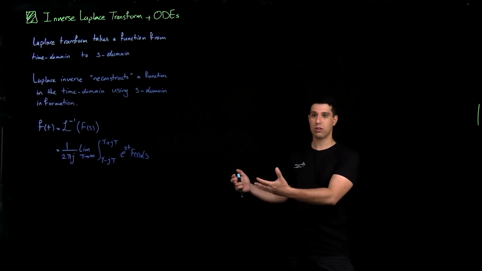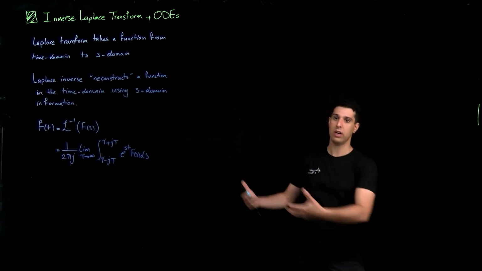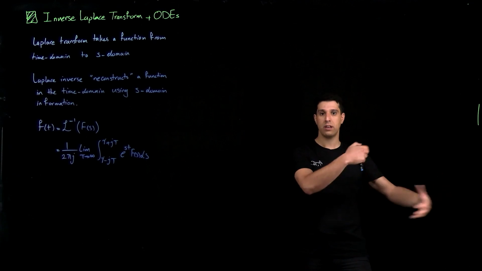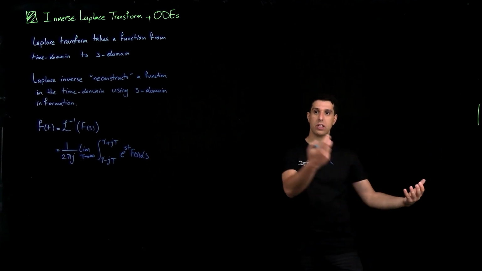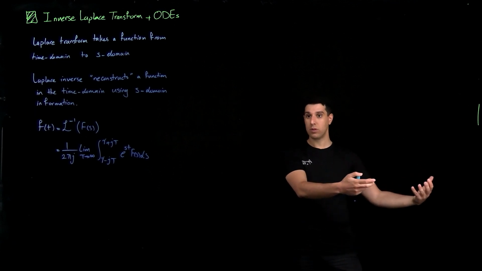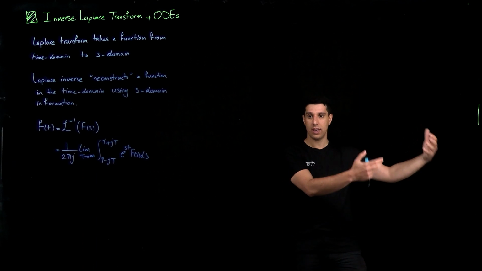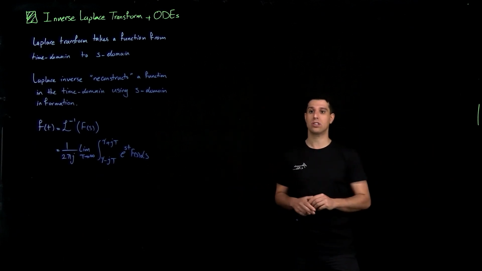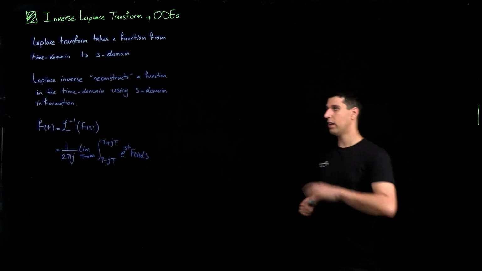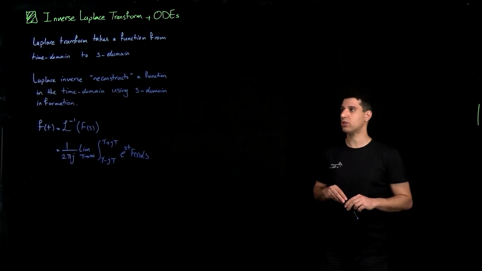So we usually take a function or a set of equations describing a function, take those to the S domain, do some calculation that we'll get into, figure out what features are available in the function through information in the S domain, and then use that to reconstruct the function. That is the purpose of an inverse Laplace transform.